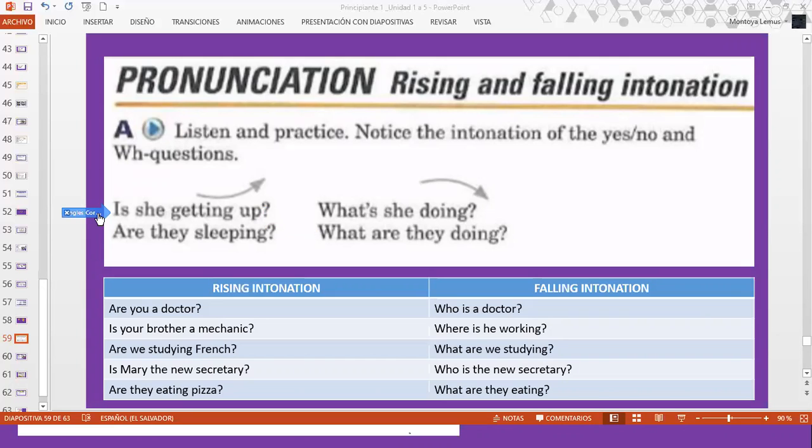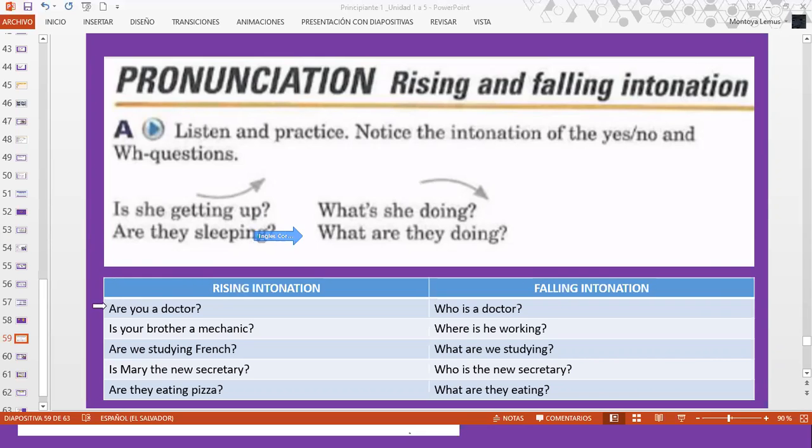Is she getting up? Is she getting up? What's she doing? What's she doing? Are they sleeping? Are they sleeping? What are they doing?